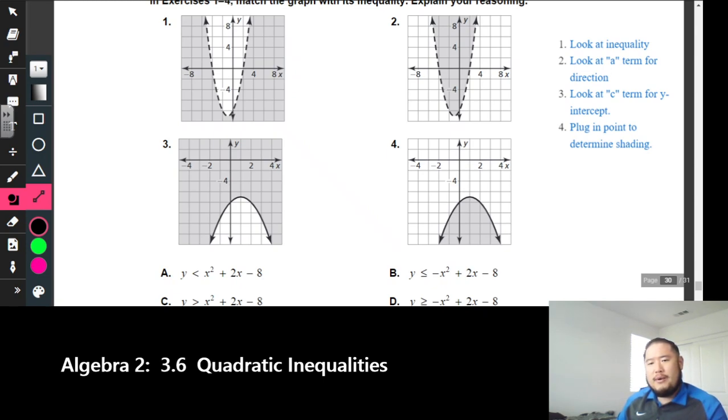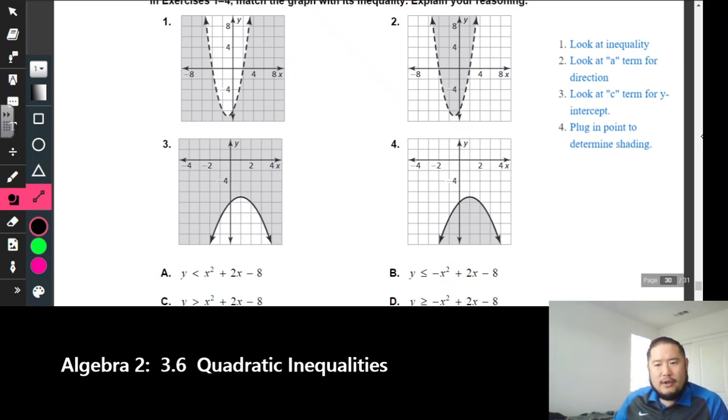Another trick, step 3, look at the C term for the y-intercept. The y-intercept right here, remember, is your C term. So if I look at number 1 and I take a look right here, where is it crossing? That looks like at 0, -8. Well, all the equations seem to have -8 as the y-intercept, so we can't really use that one in this question. Number 4 is plug in the point to determine the shading. So that'll definitely take us home to figure out which is the actual inequality. But if I look at number 1, all right, once again, I can determine that it's a dotted line, so it has to be A or C.